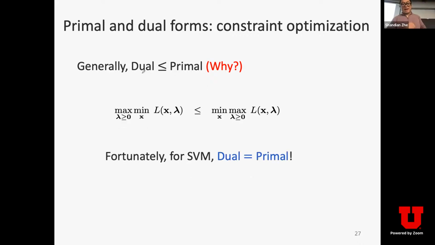But the good thing for SVM is that for SVM, the solution of the dual is the same as the solution of the primal. And in the next step, we're going to construct the dual form of SVM and see how we can simplify the dual form to a quadratic optimization problem for SVM. Okay, let's stop here today and see you on Thursday.